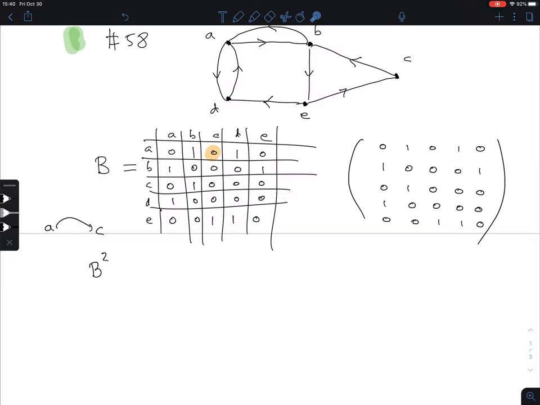So B square will tell us whether there is a path of length 2. If that is 0, then we look at B cube and see whether there is a non-zero. So we're looking for the first time we get a non-zero, if at all, right? We're not sure. The first time that a non-zero appears in these matrices on this spot will be the smallest path, because all the previous ones are zero, so there are no paths of smaller length.